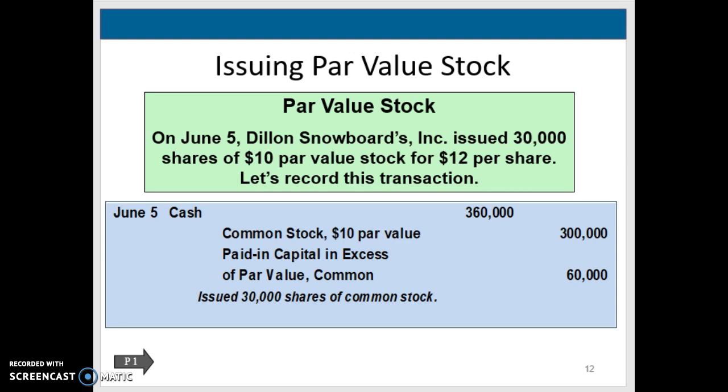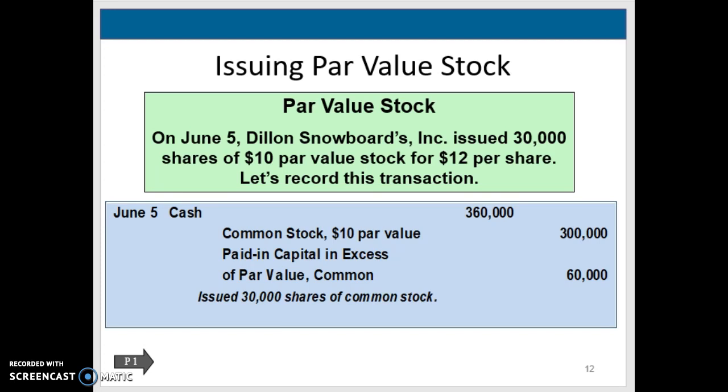Then we're going to look at what kind of accounts we're adding in here. What are our new accounts? One of our new accounts is going to be common stock. That is a stockholders' equity account. We also have paid in capital in excess of par value for common. And then we have to look at the asset that we're receiving for issuing that stock.